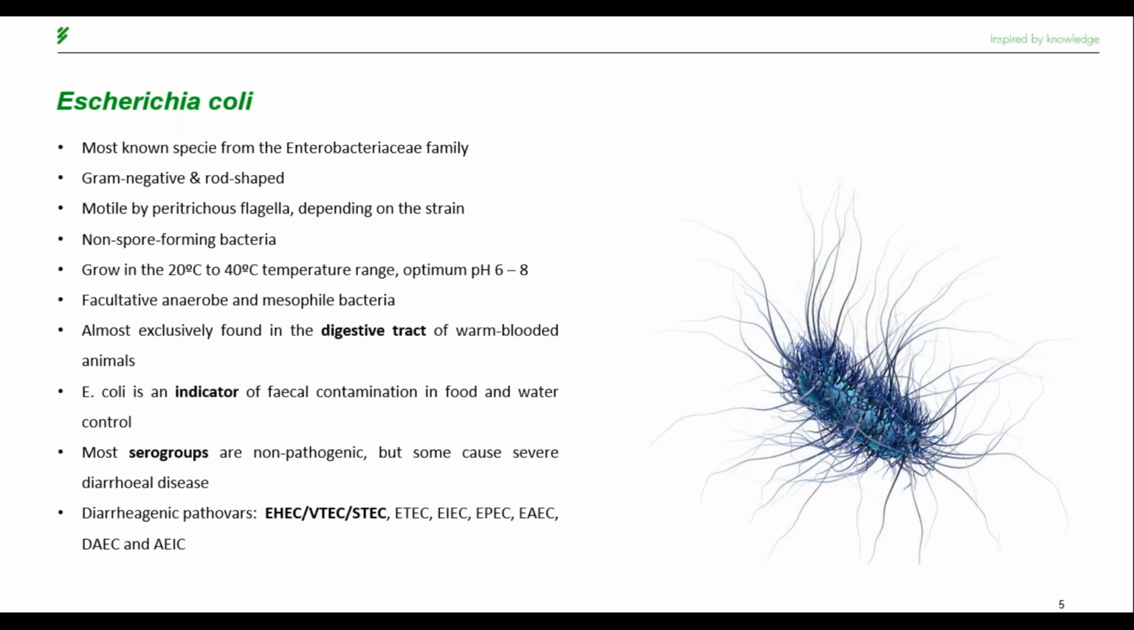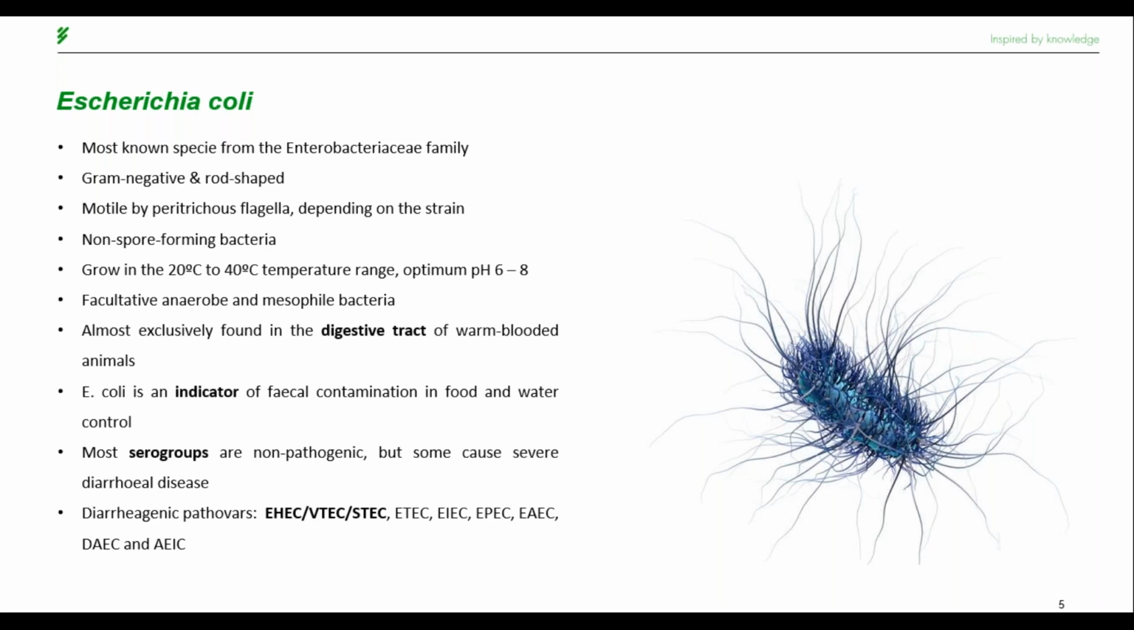The bacteria can grow between 20 degrees Celsius and 40 degrees Celsius. They are facultatively anaerobic and produce gas from fermentation of carbohydrates, as seen by acid and gas production from lactose. E. coli is found almost exclusively in the digestive tract of warm-blooded animals and human beings as well, which is why its presence is used as an indicator of fecal contamination in food and water control.